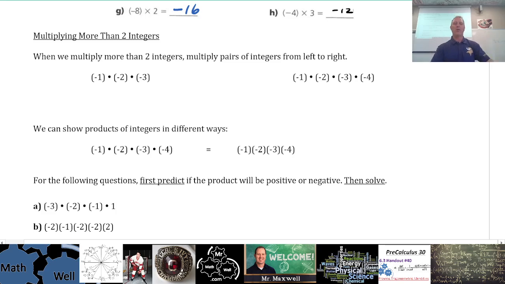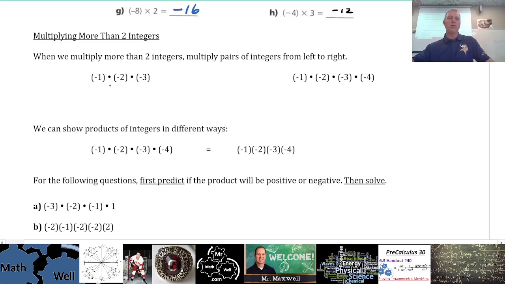Okay. Multiply more than 2 integers. So what happens if we have more than 2 integers that we're multiplying? Well, we multiply the integers just from left to right, sort of one pair at a time, okay? So first of all, let me just show you that there are different ways that this multiplication can be shown.